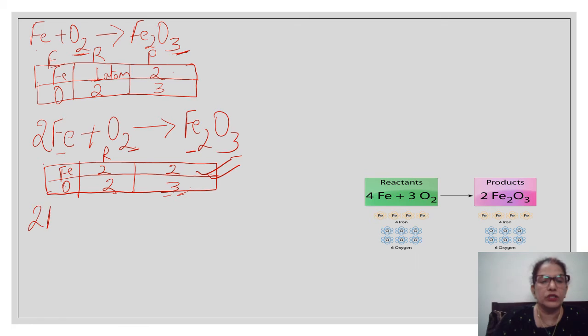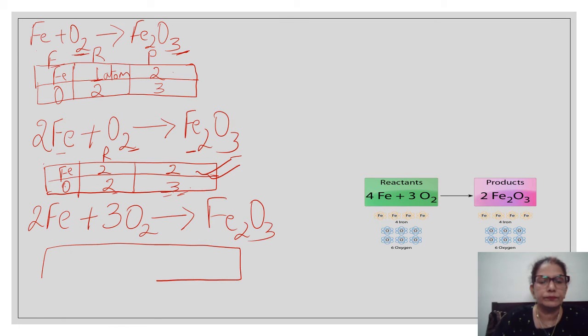So I put the equation as 2Fe plus the coefficient 3O2 gives Fe2O3. Now again let me make my box to check. Now the elements iron, oxygen, the reactant side, the product side. Here I have iron 2 and here also 2. Oxygen here is 3 2s are 6. And on the product side we have only 3 oxygens. So oxygen is still not balanced.